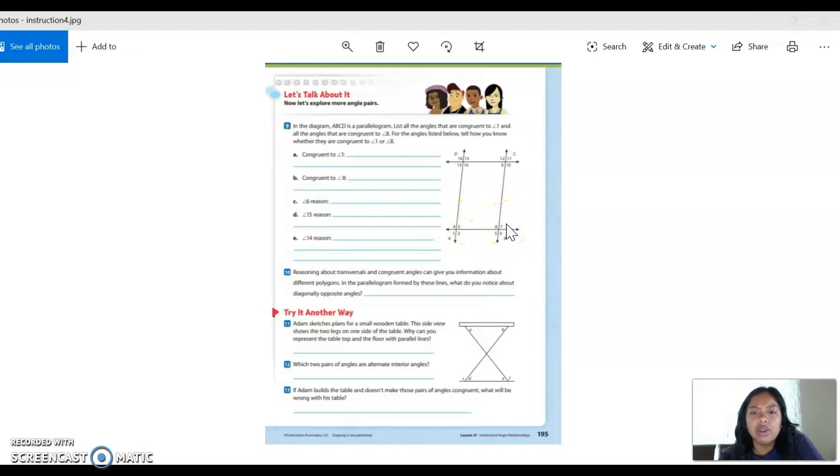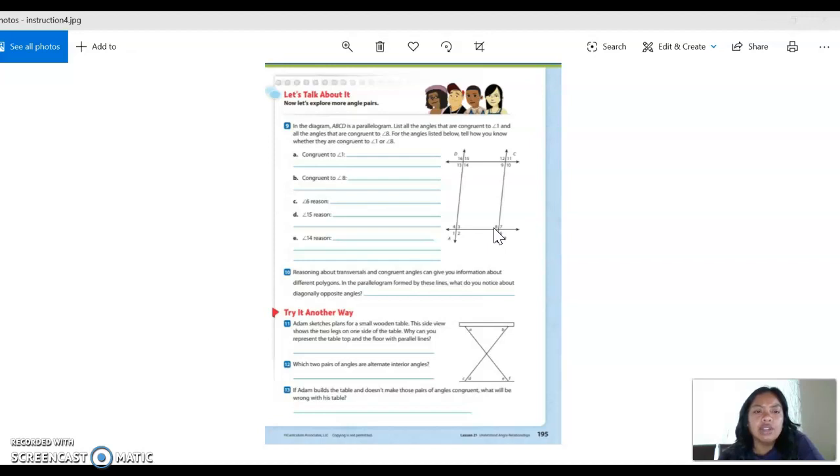Then we're just going to work up from there. Same thing, alternate interior, so angle 9. Vertical angle, angle 11. Same thing, alternate interior to 9 is angle 15, which is congruent as well. And then we have angle 13. So that lists all the angles that are congruent to angle 1, and the reasons for them. Go ahead and try angle 8. Look at angle 8, what's congruent to angle 8, and list all the angles that are congruent to angle 8 on your own.